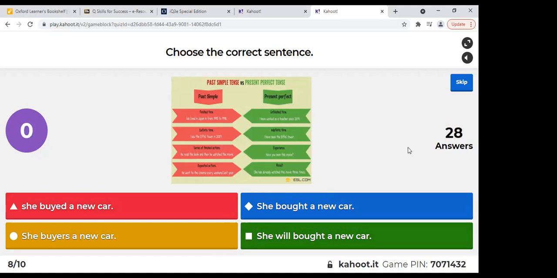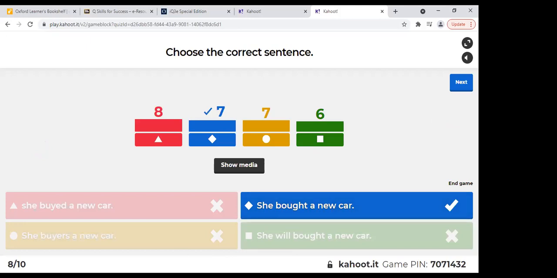Okay, so is it "she buyed a new car," "she bought a new car," "she buys a new car," or "she will bought"? How come not everyone's getting the correct answer? Why are people getting it incorrect? She bought. The past of buy is bought. Buy is irregular. It's not buyed. She bought.